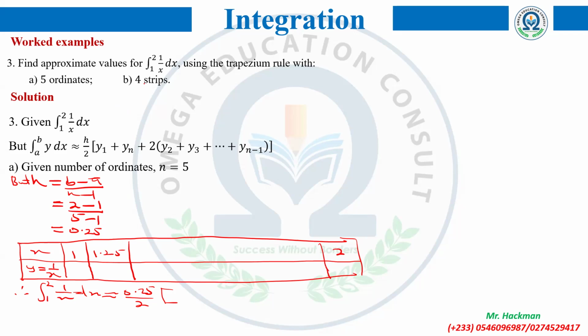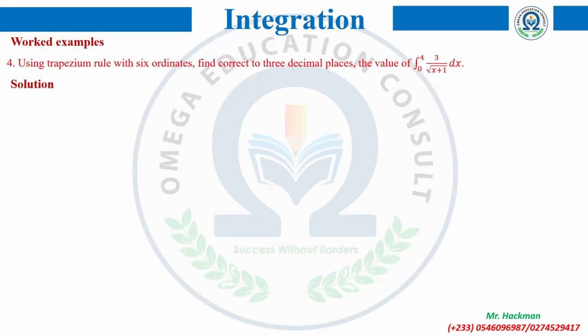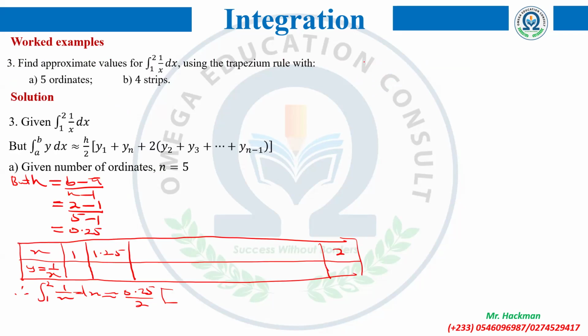Now we are going to look at the situation where you are given the number of strips. Okay, so let me squeeze that one here. Let me see whether I created room for the next. Okay, I didn't create, so that will be B. Given the number of strips, I can equally call this one n. So number of strips, n, is equal to 4.